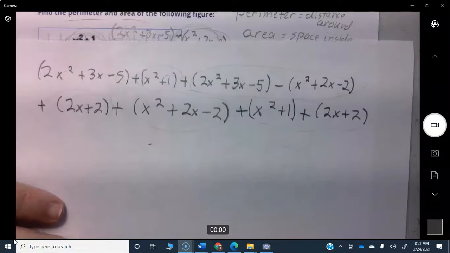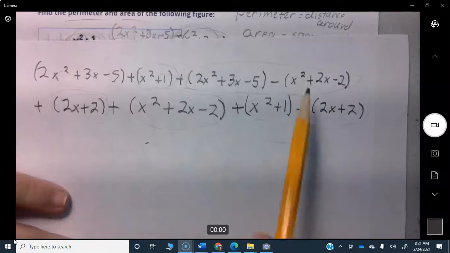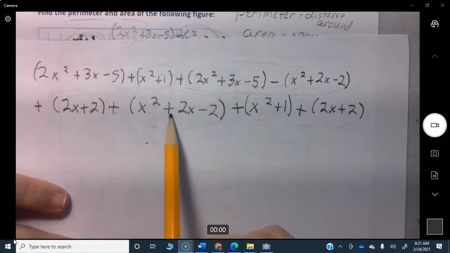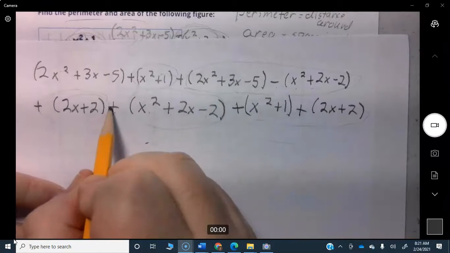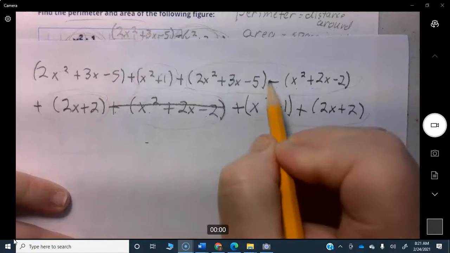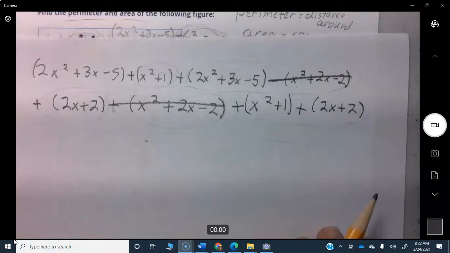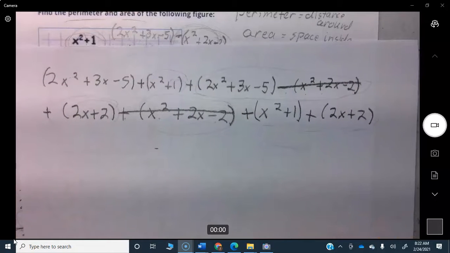Now there's one quick simplification we can do. We have minus x squared plus 2x minus 2 and plus x squared plus 2x minus 2. So what we can do is just scratch those right away. Get rid of them. We don't have to add it in and then subtract it back out again. That just makes life more difficult. But the rest of it, unfortunately, there's no easy simplifications for it.